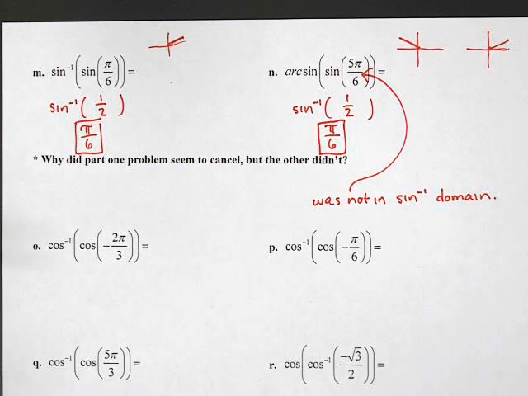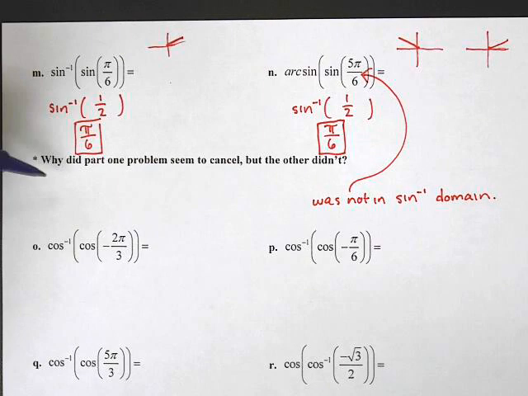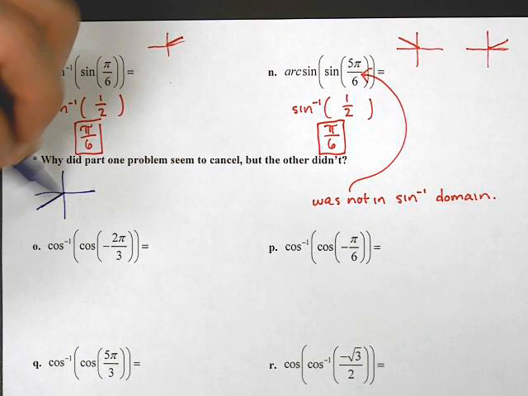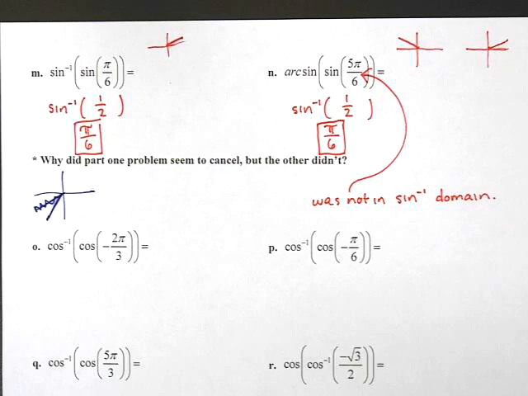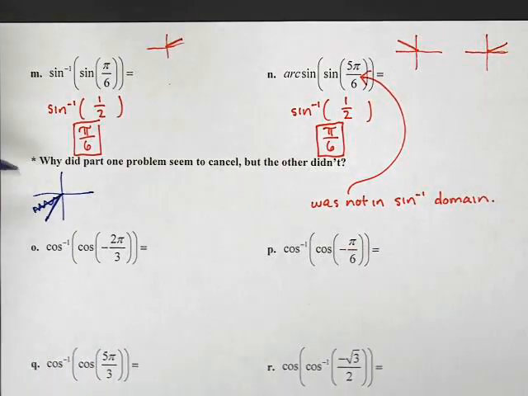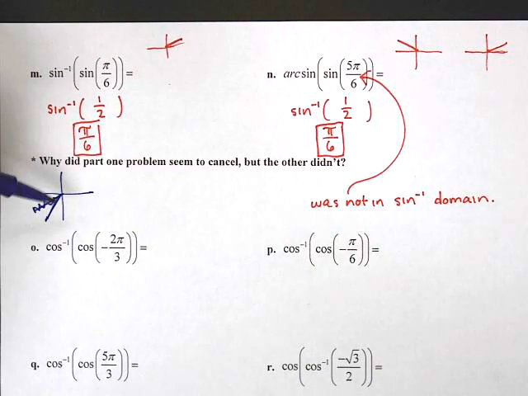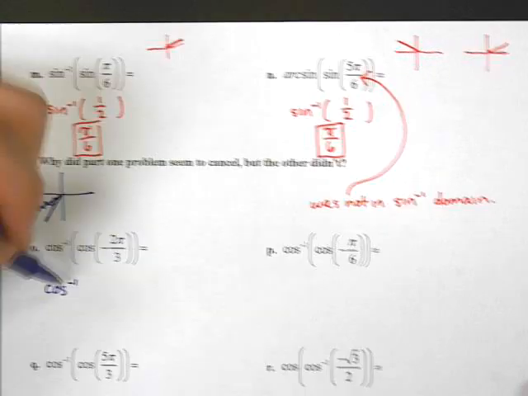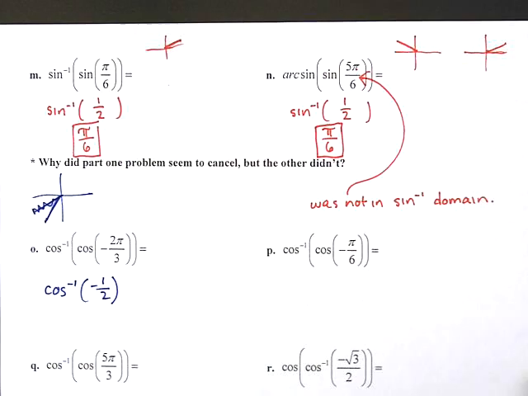Alright, so start with O, cosine of negative 2 pi over 3. Let's think about this. Negative 2 pi over 3 would be down here, and we know that the cosine of negative 2 pi over 3 should be negative 1/2. So cosine inverse of negative half.